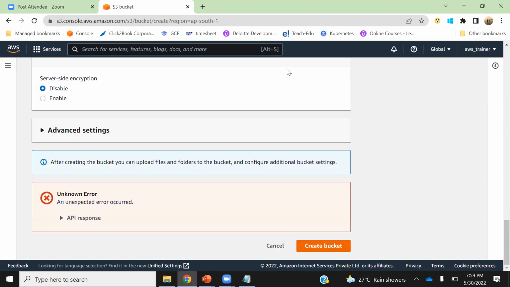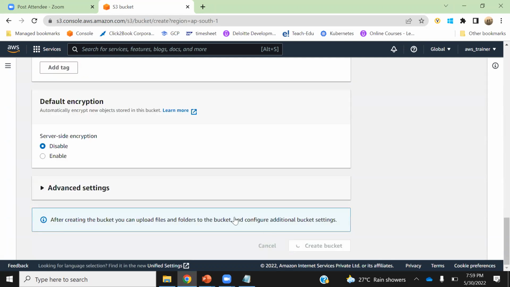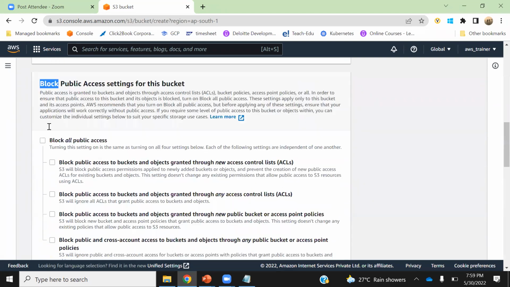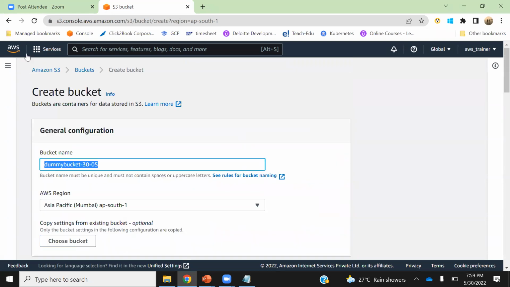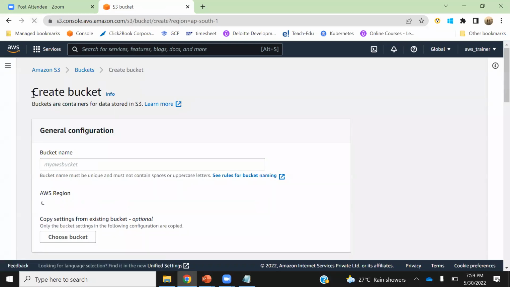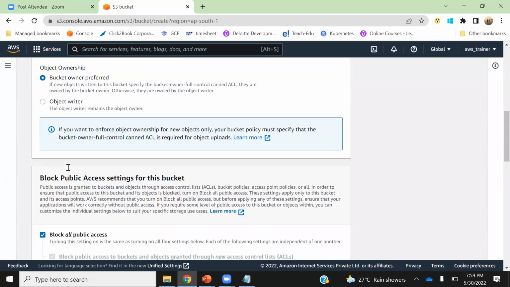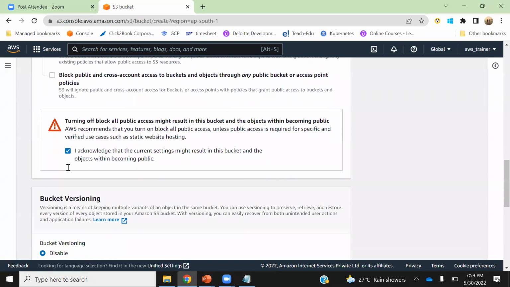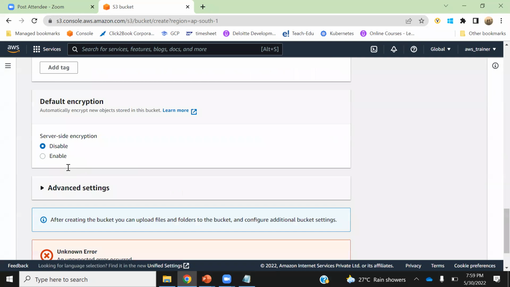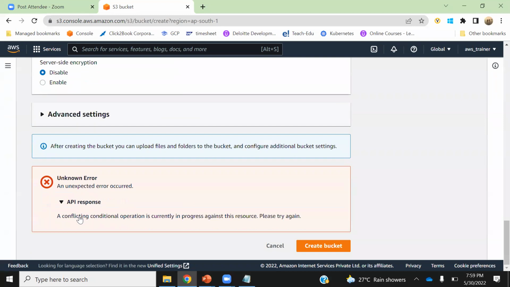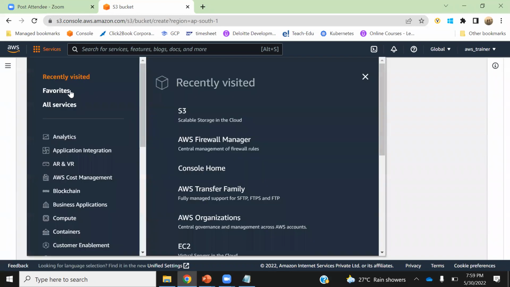Now it gives me an error, unexpected error. Why? Let me refresh this page. There's some problem. Give the name, ACL enabled, then unblock this, acknowledge this, create a bucket. After creating the bucket, you can upload. Unexpected API error. What is the error? A conflict condition of the present progress against your resources. Please try again.